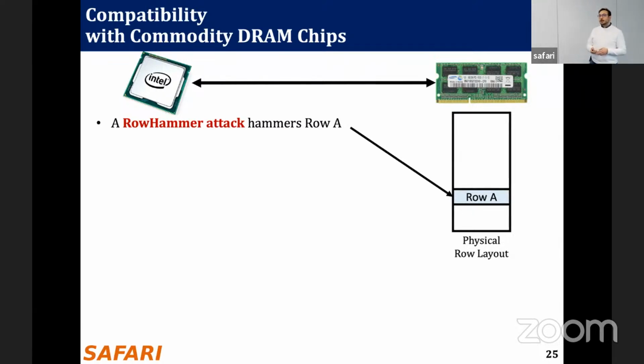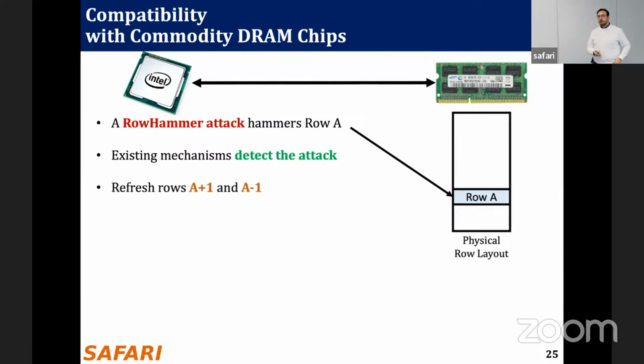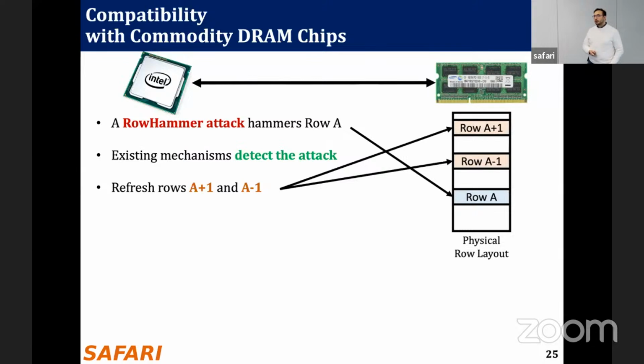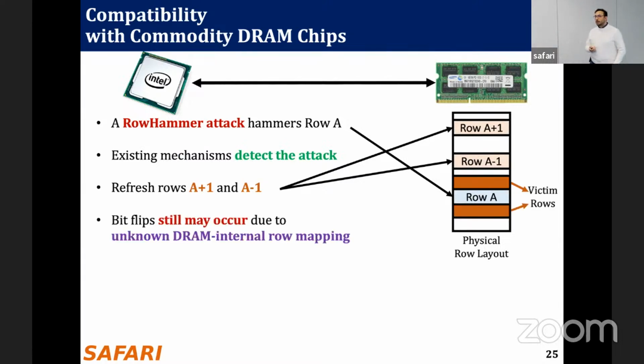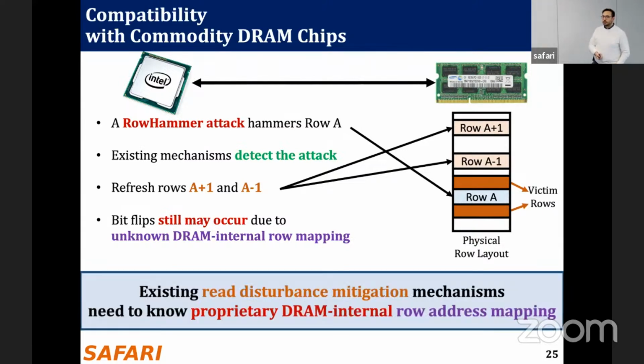Okay, so this is how it happens for refresh, for example. A RowHammer attack hammers row A. Your existing mechanism detects the attack by looking at the aggressive row activations, and it decides to refresh rows A+1 and A-1, so that you would prevent bit flips, right? But these rows A+1 and A-1 can be mapped to different locations in the DRAM bank, and as a result, in your actual physical victim rows, you can still have some bit flips, even though you perform the refresh. And existing RowHammer mitigation mechanisms need to know this information to fully secure the system.